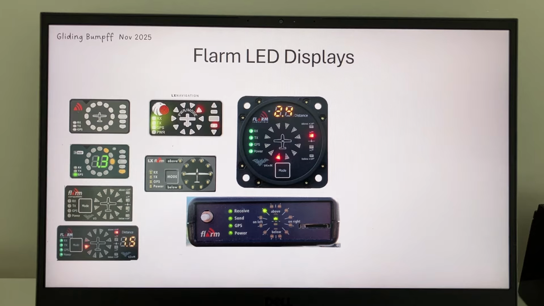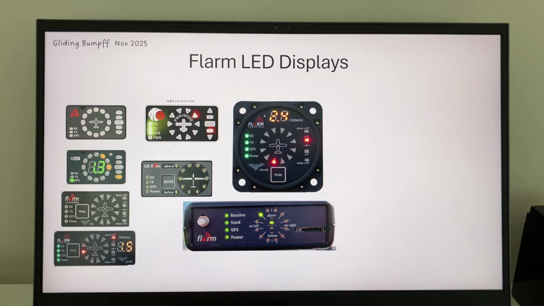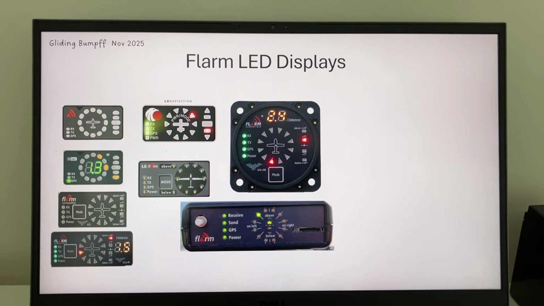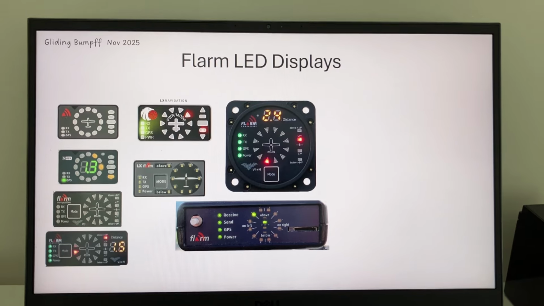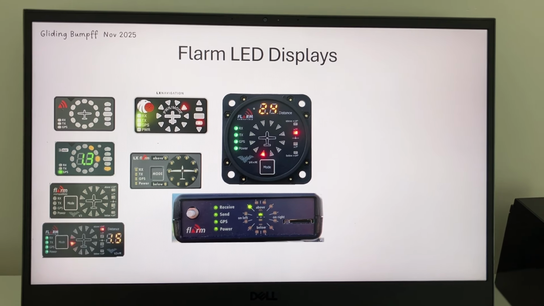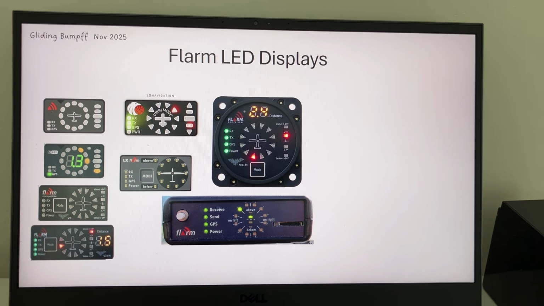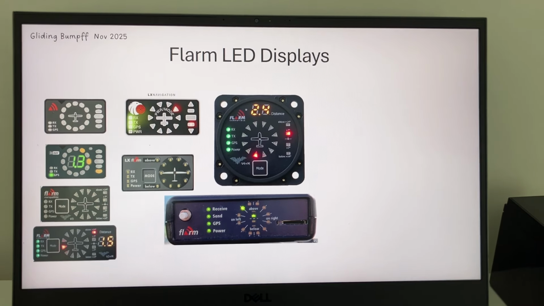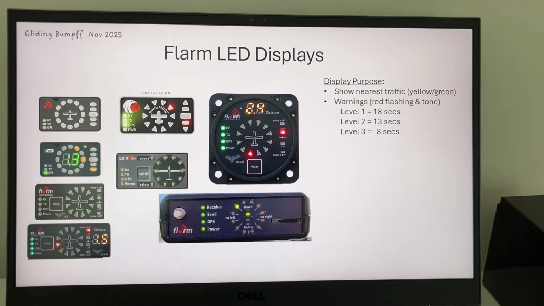In this video we're going to explore Flarm LED displays. Now, Flarm LED displays have been around for over 15 years, and there's several different manufacturers who've made these devices and various different models over the years. They all share common features. Let's look at what the purpose of the device is.